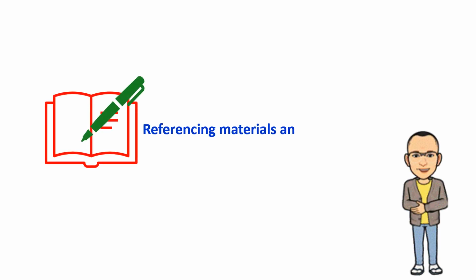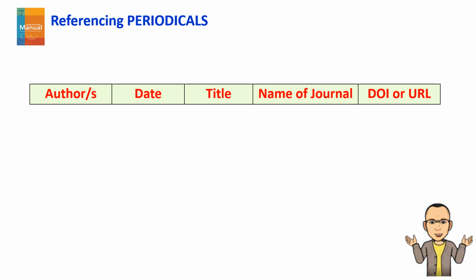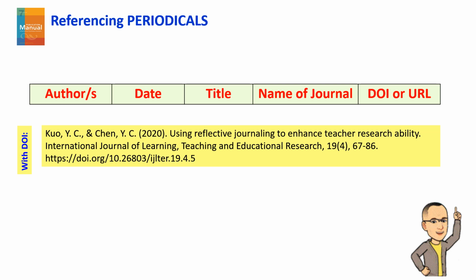Referencing materials and sources. Cataloging of research results also requires referencing. Referencing periodicals follows the pattern: name of authors, date of publication, title of the periodical, the name of publisher, and the DOI or URL. The first example has a DOI, or Digital Object Identifier.